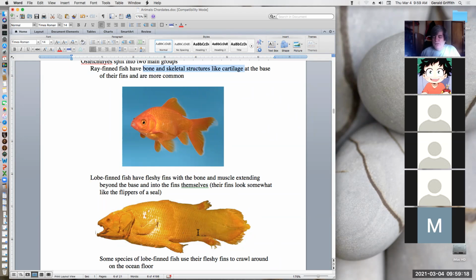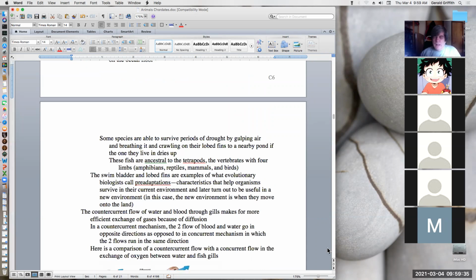And we know that the lobe-fin fish actually spend a lot of their time on the bottom of the ocean. And these fins are thick enough and strong enough that they use them to crawl around. Now, if we look at some of these fish, some of these lobe-fin fish can survive periods of drought. How can they do this? Well, they can gulp air, so they can store it in that air bladder, and then they can pump it out so that they can use the oxygen in it. And lobe-fin fish can actually crawl on their lobe fins.